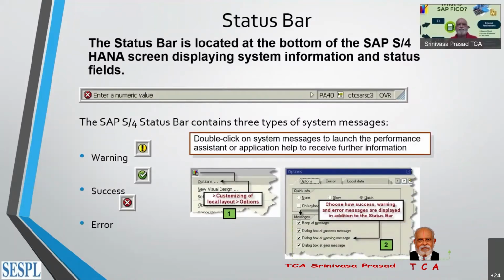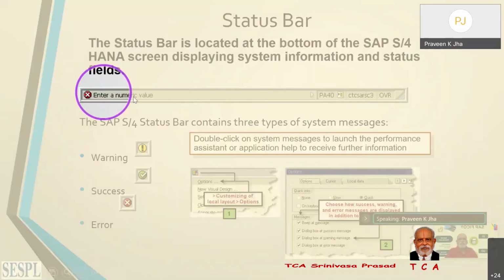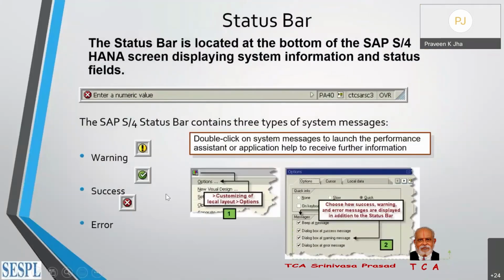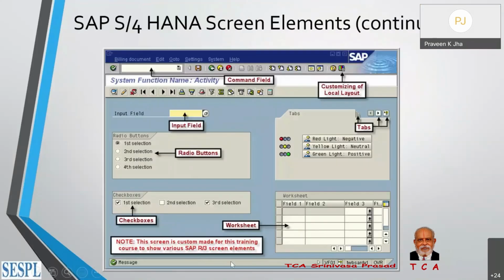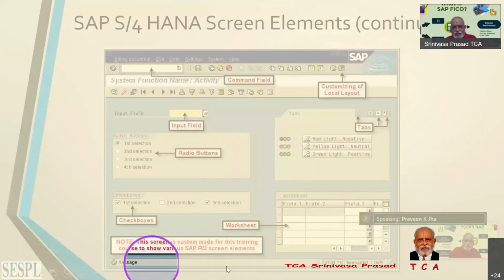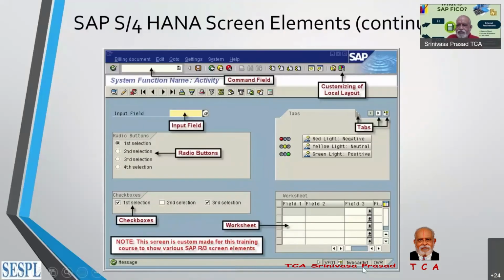Now, in the previous screen, I explained the status bar where the message was coming in the green button. And here I am explaining the status bar in detail. The first one, where we have the cross mark, that is the enter the numerical value, that is called the status bar or information. Here it will give the information or message of the transaction which we have executed. This is the status bar, the bottommost, where we will get all the details.